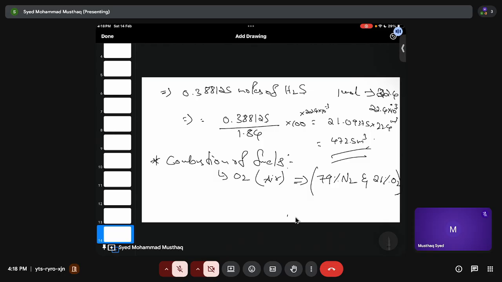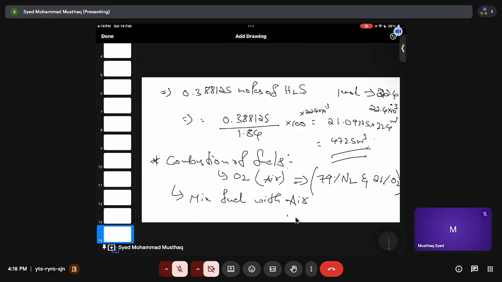Now there are different ways. If you want to burn your fuel, you need to mix your fuel with air, and depending upon the mixture, you will have different terms that you define. Depending upon your mixture, you will have your potential energy of fuel and thermal efficiency.